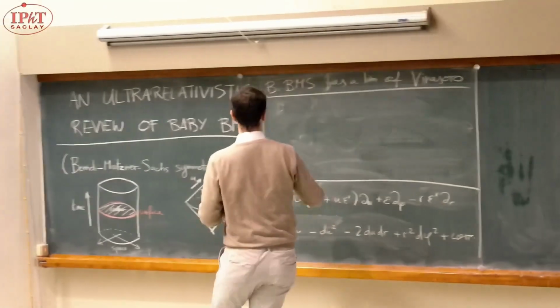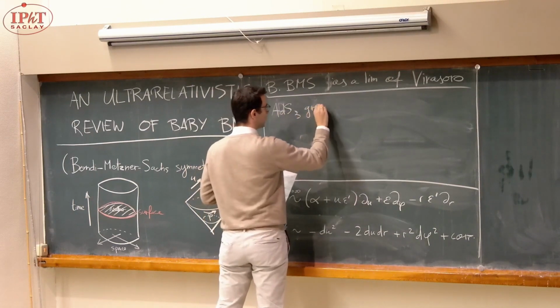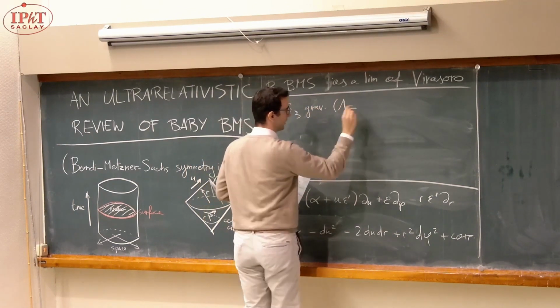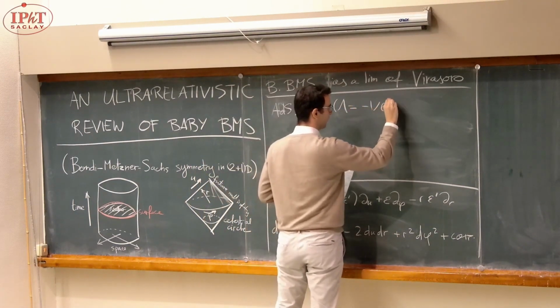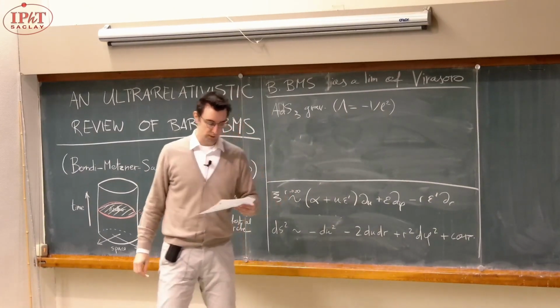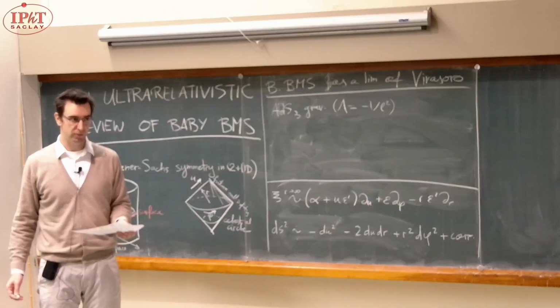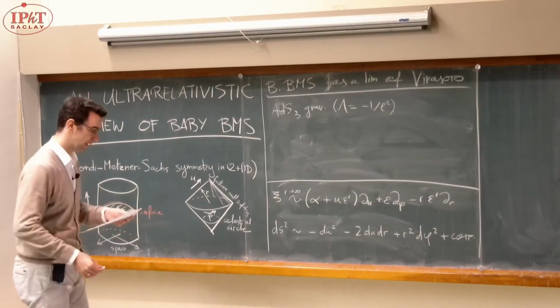So AdS3 gravity, asymptotically AdS3 with a cosmological constant lambda, which is -1 over L squared. Well, L is the AdS radius. And so we're going to try to take a limit of what you normally do in AdS3/CFT2 and see if we recover BMS from that.